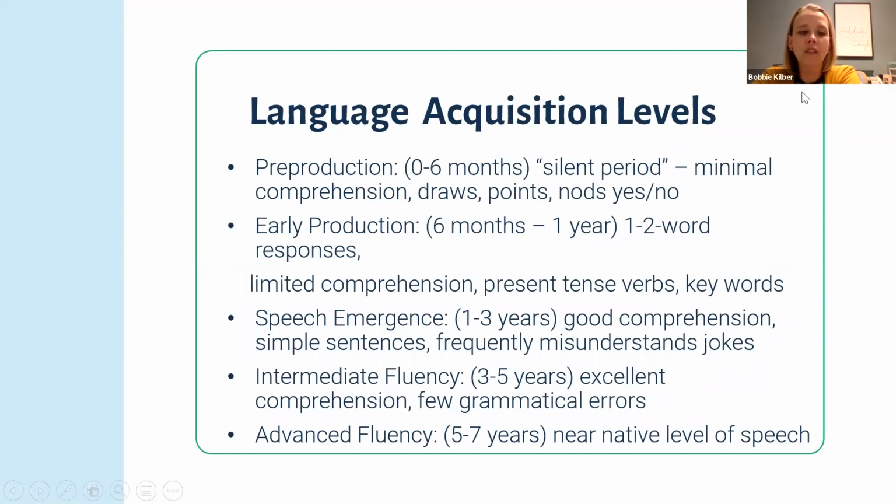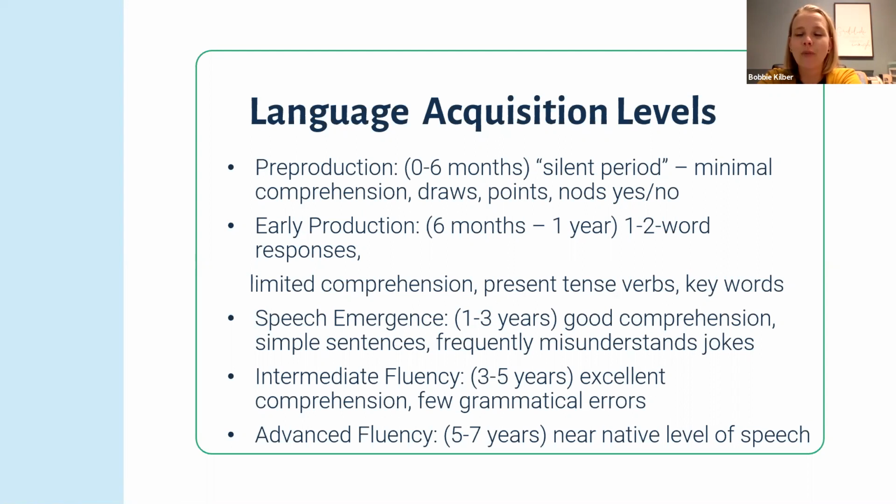Language acquisition levels. This is very important when you're just learning to work successfully with English learners. English learners are not all the same. Some come to you as newcomers, having very, very little experience with the English language. Those would be the students in level 1, called the pre-production stage. You might even notice a silent period, and that can last 0 to 6 months. They might not say anything.